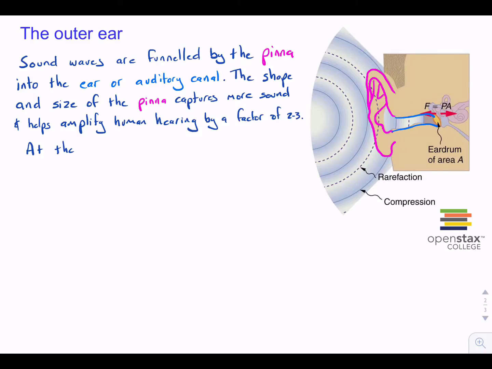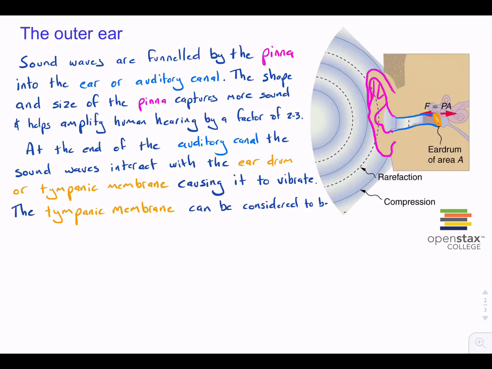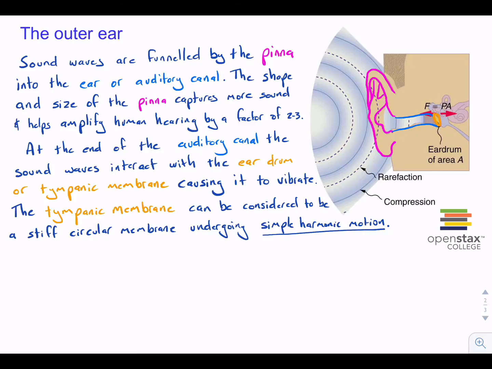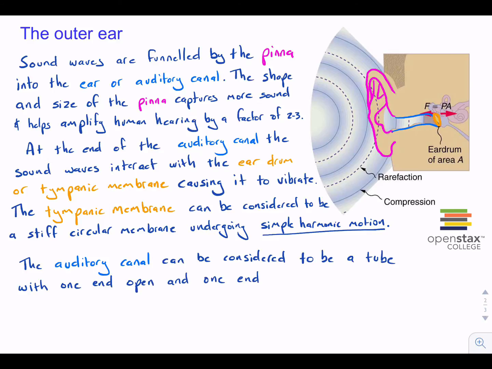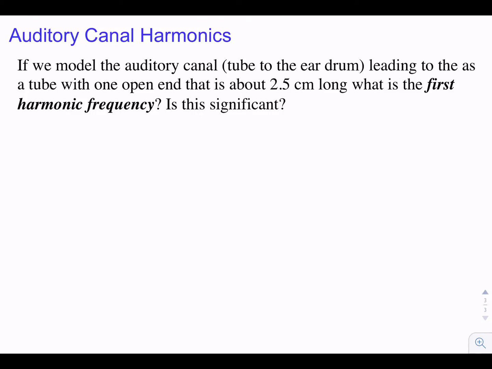At the end of the auditory canal, the sound waves interact with the eardrum or the tympanic membrane, causing it to vibrate. The tympanic membrane can be considered a circular stiff membrane undergoing simple harmonic motion. The auditory canal can be considered to be a tube with one end opened and one end closed, which has got a natural frequency as a result of harmonics and standing waves formed by the sound waves in the ear canal. Let's examine this in a little more detail.